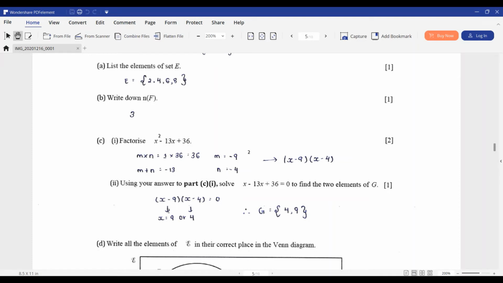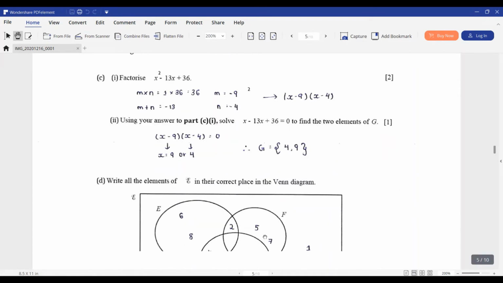So solve x minus 9 is 0. Basically bring a 9 to the other side and you should get that x is 9. And for x minus 4, 4 to the other side and you'd get x is also 4. So the elements of G are 4 and 9. So we're going to write it in this format. So G is equal to curly bracket open 4 comma 9 close curly bracket. I hope you understood this. If you didn't, please rewind, because this whole question is quite a chunk of the marks and it's quite important that you understand this.